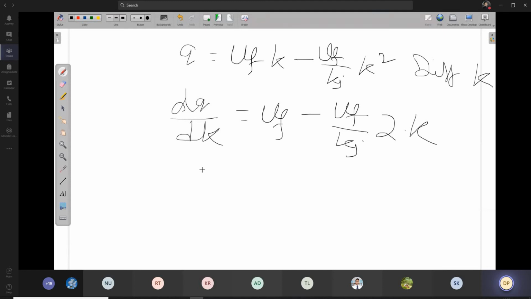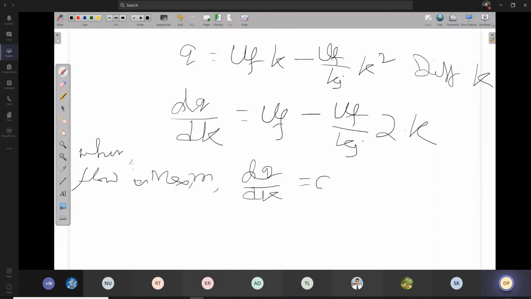We can write this equation. Now for maximum flow, when flow is maximum, what will be the slope, dq by dk? Zero, sir. This value will be equal to 0. Now put this equal to 0 in this equation.